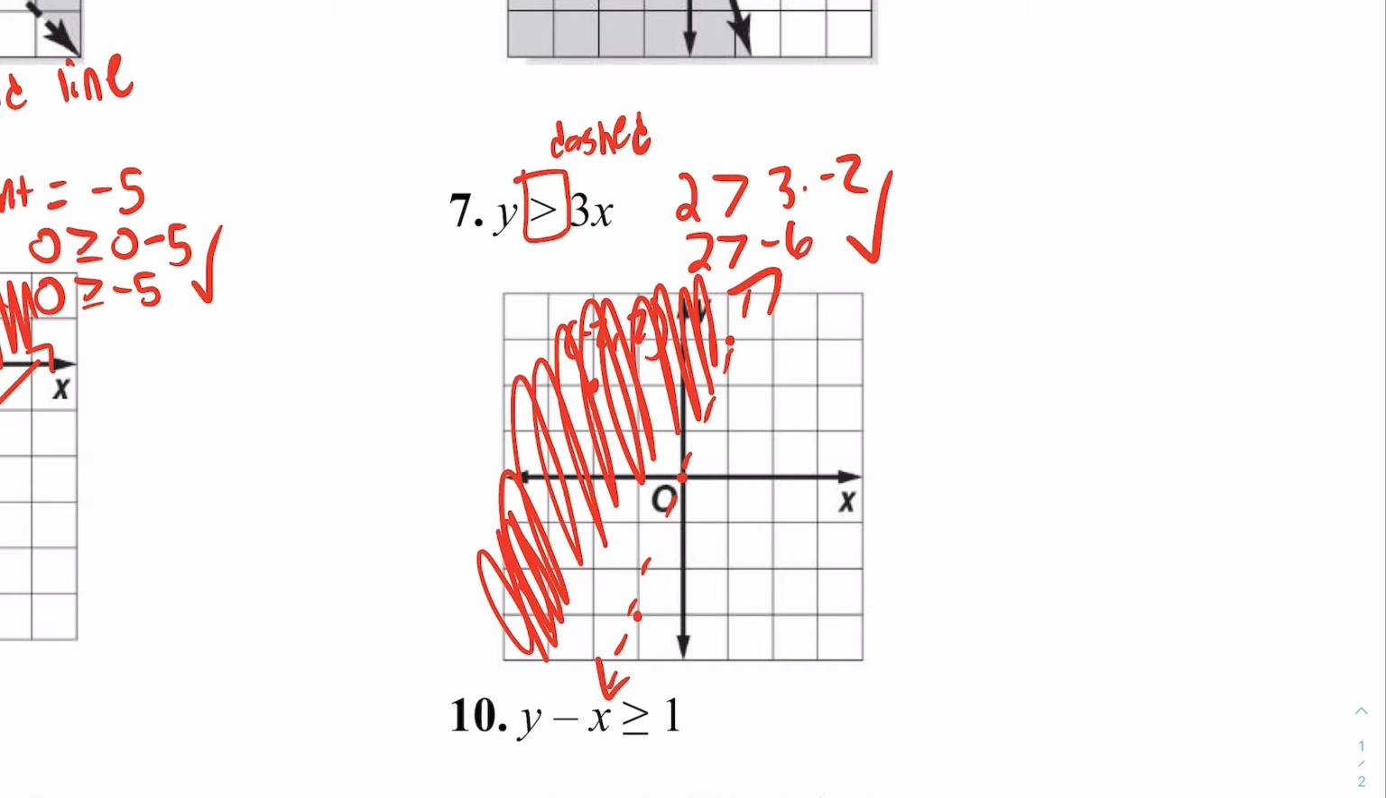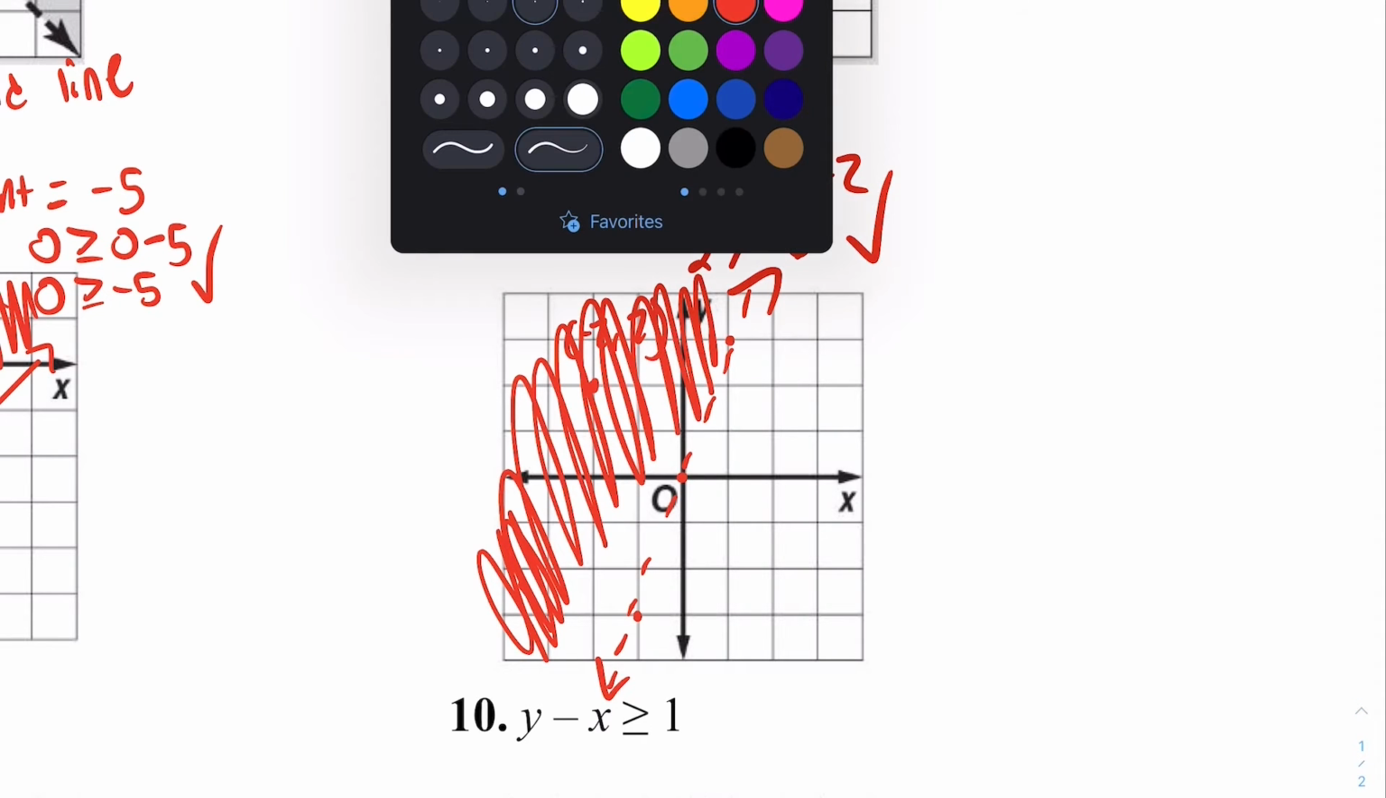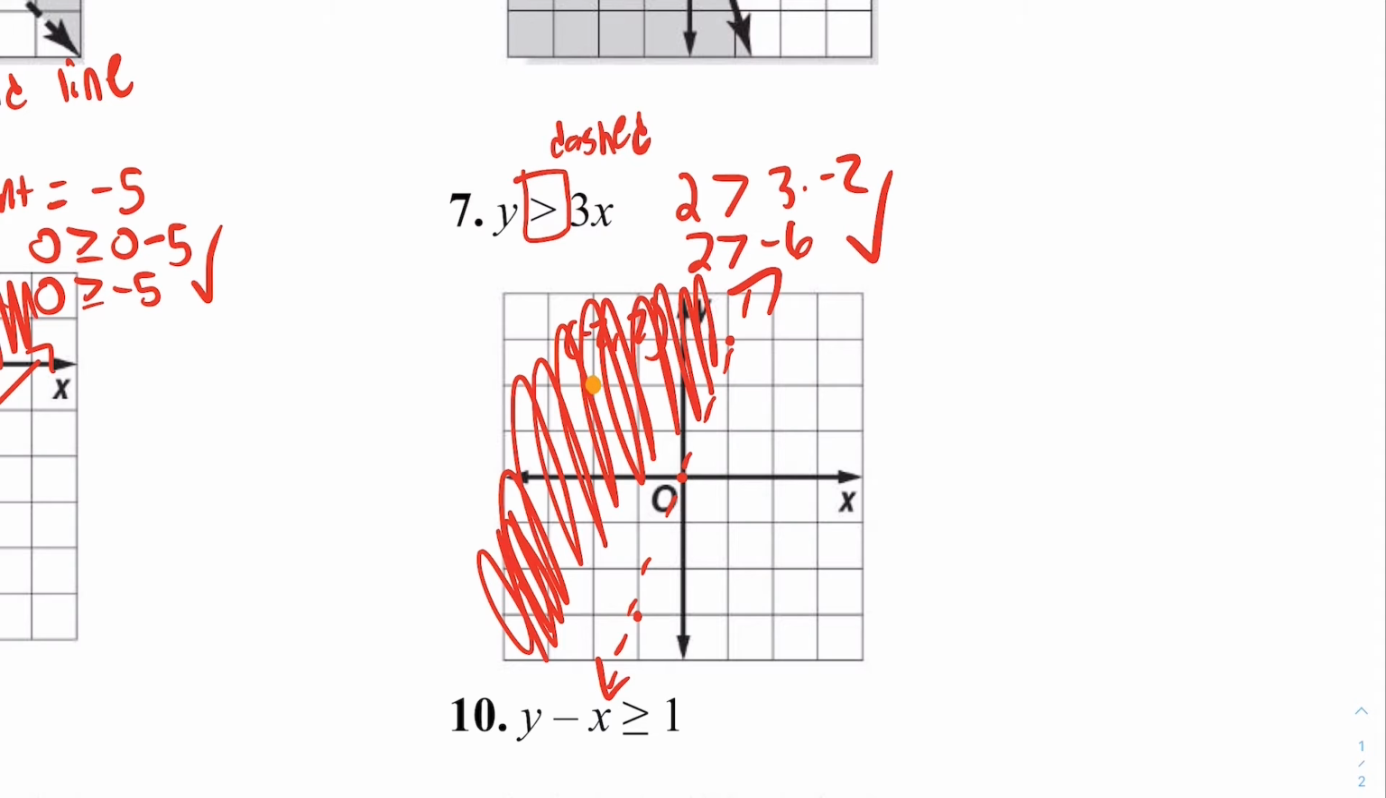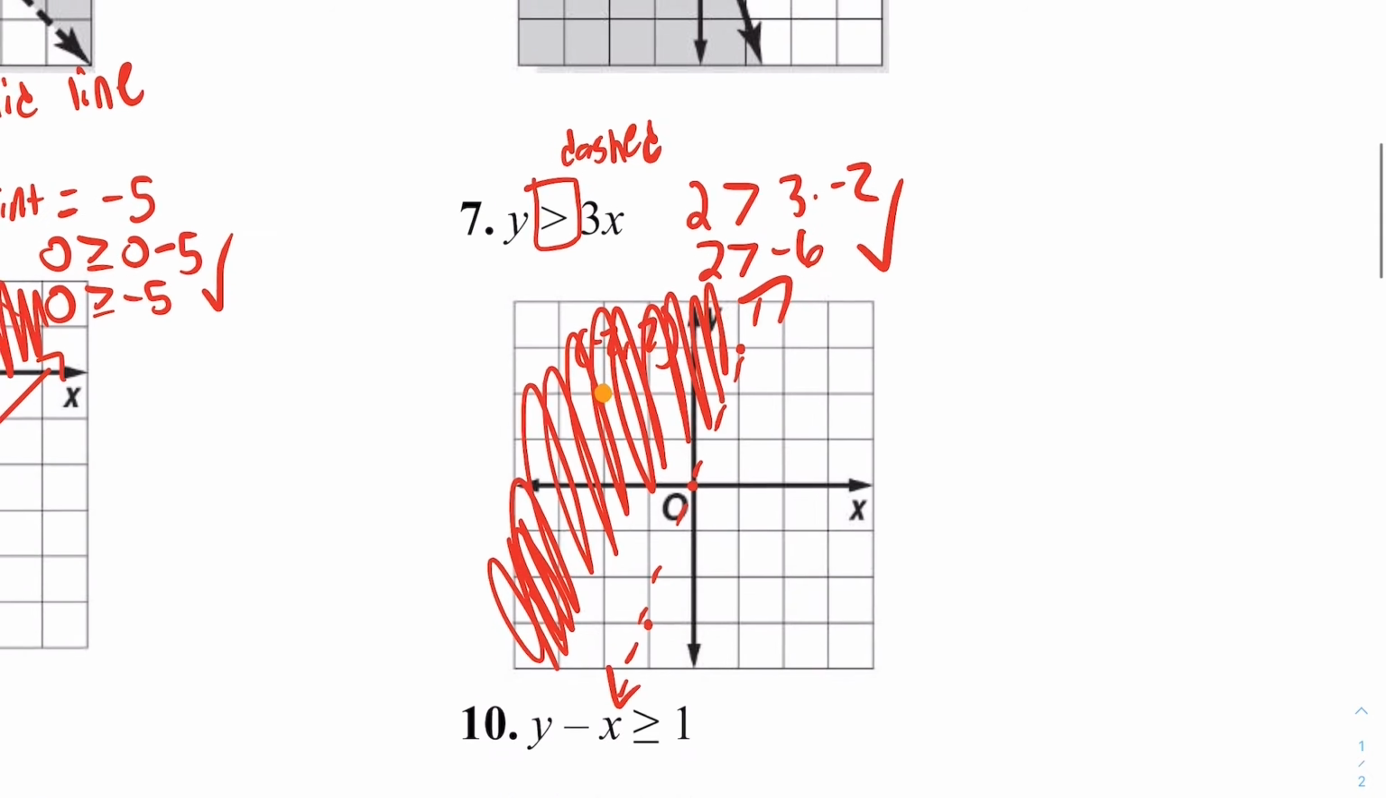Because that was true, whenever you plugged in that orange point, because that orange point was true, everything on that side of the line is also going to be a correct solution for the inequality.